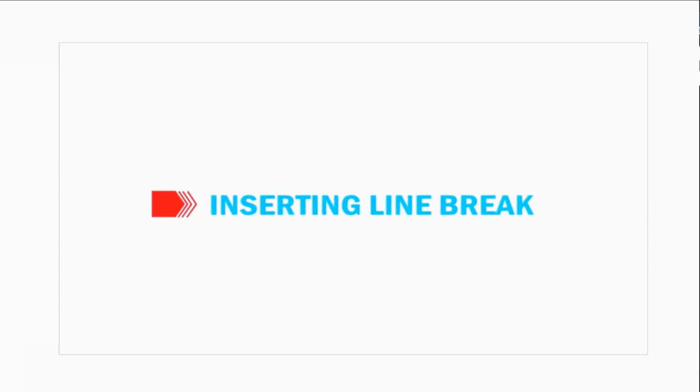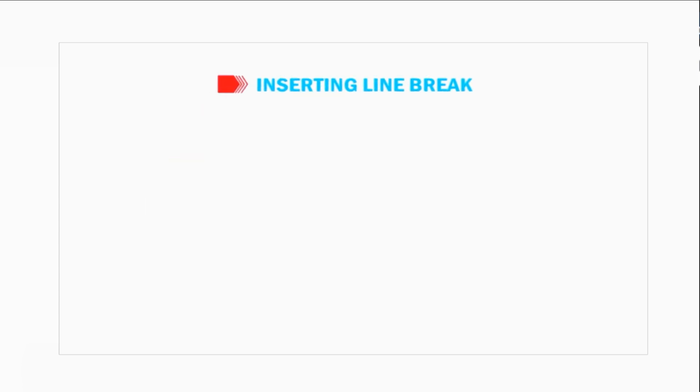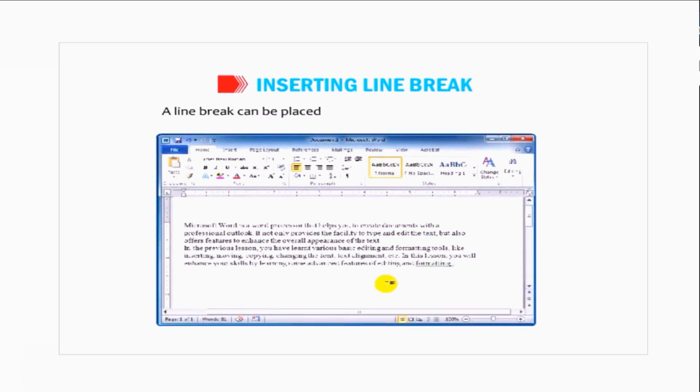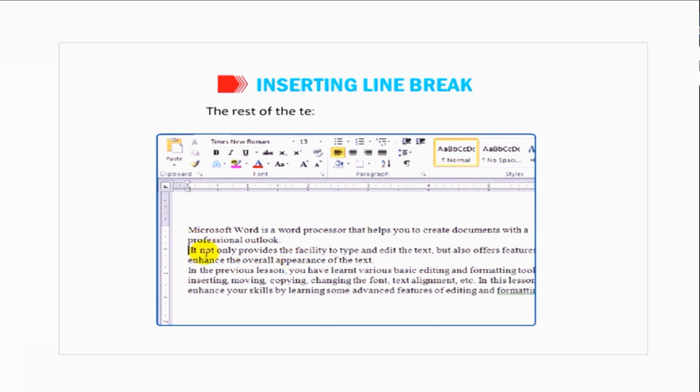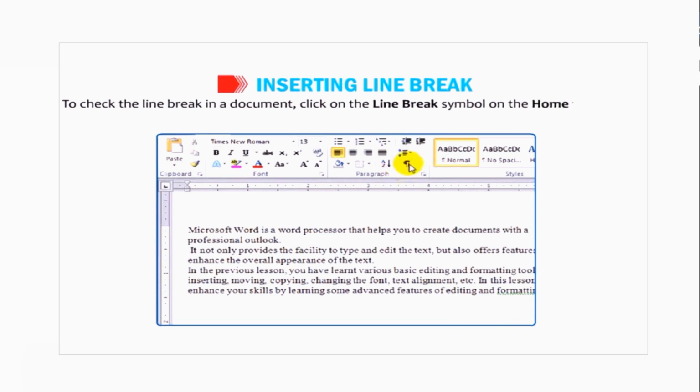Let me tell you how to insert a line break. A line break can be placed anywhere in the Word document. Place the cursor at the position where you want to add the line break and press the Enter key. The rest of the text will move to the next line. To check the line break in a document, click on the line break symbol on the Home tab in the Paragraph group.